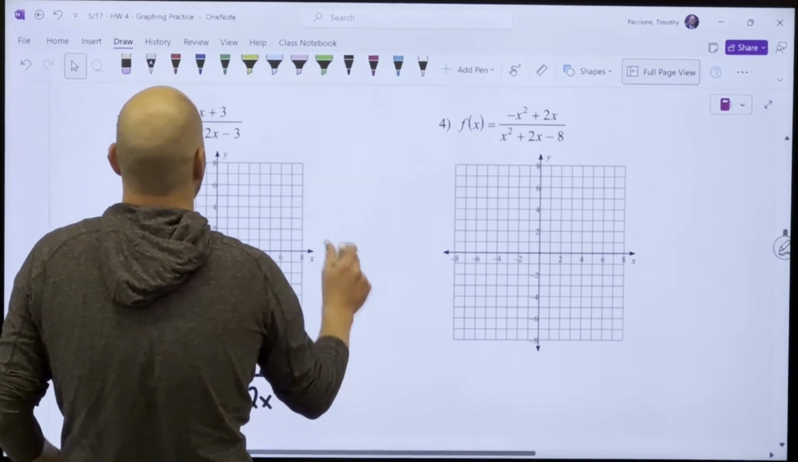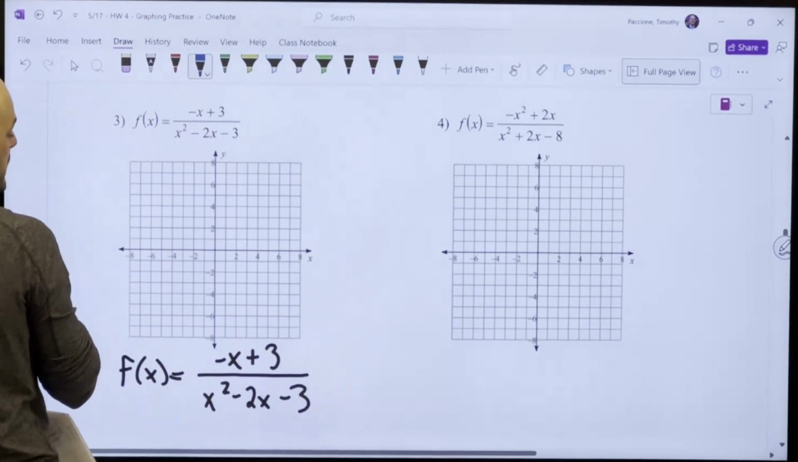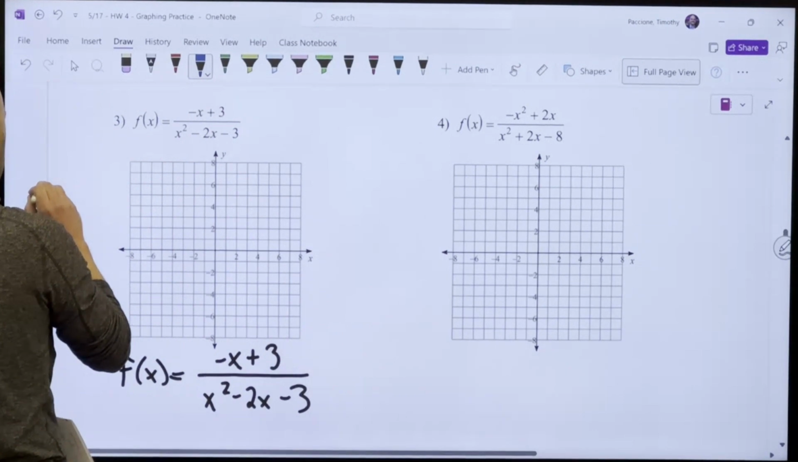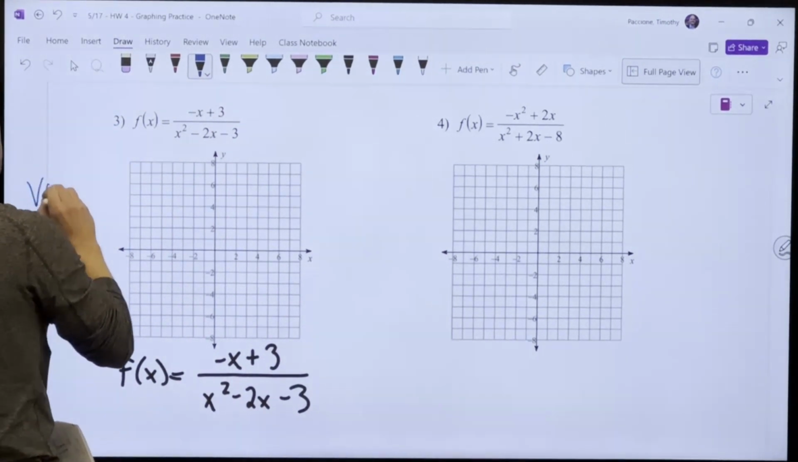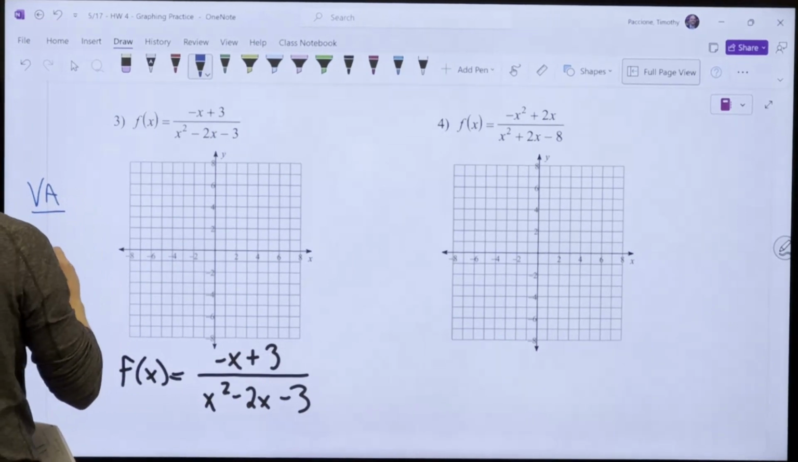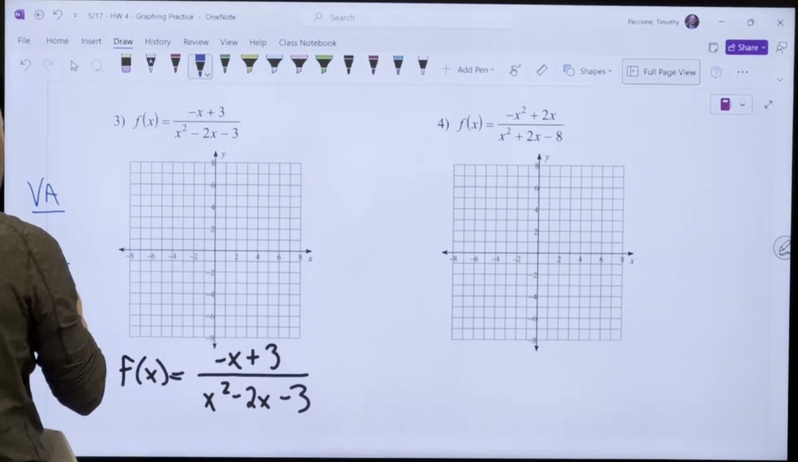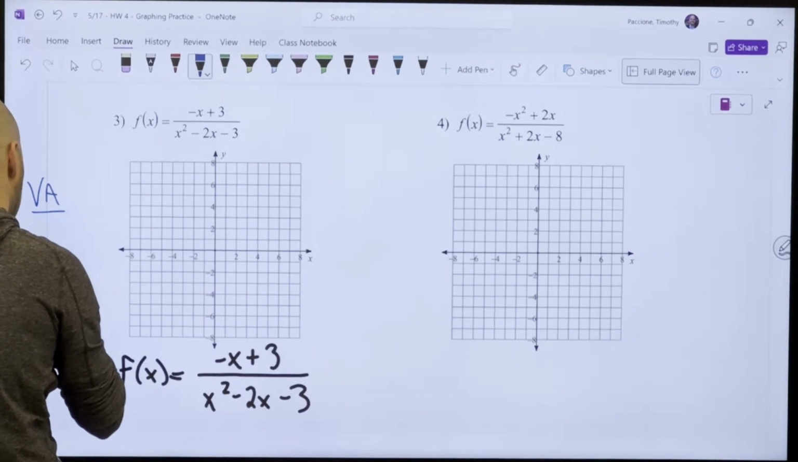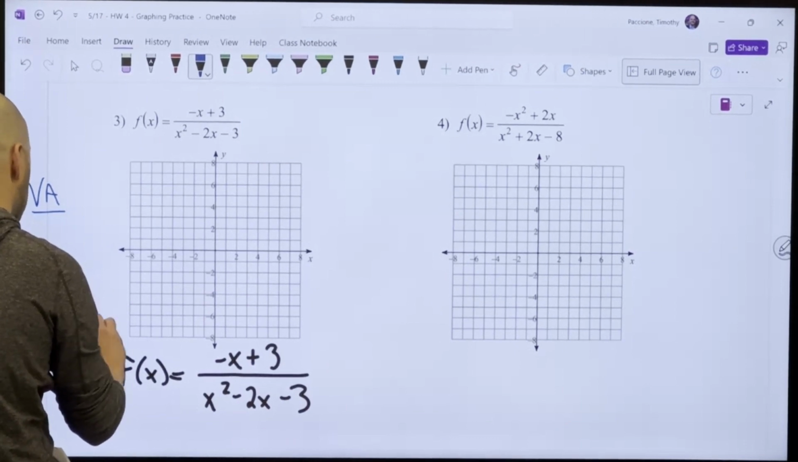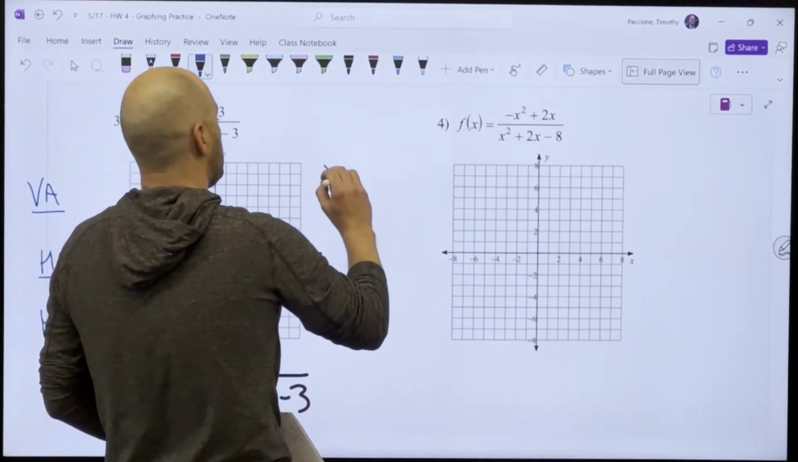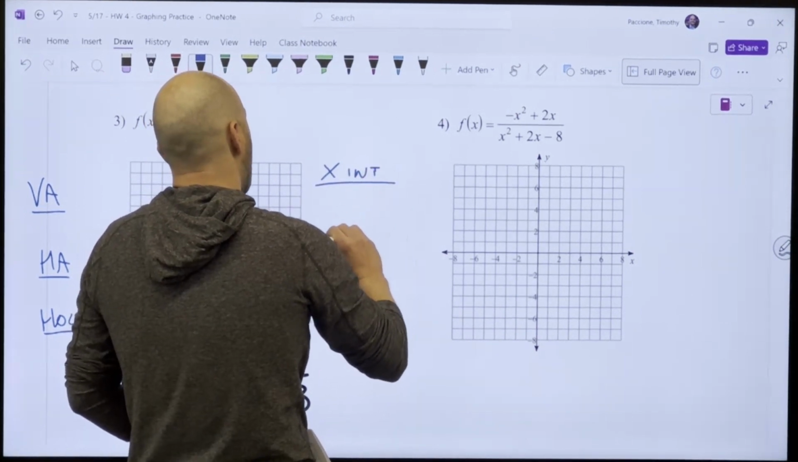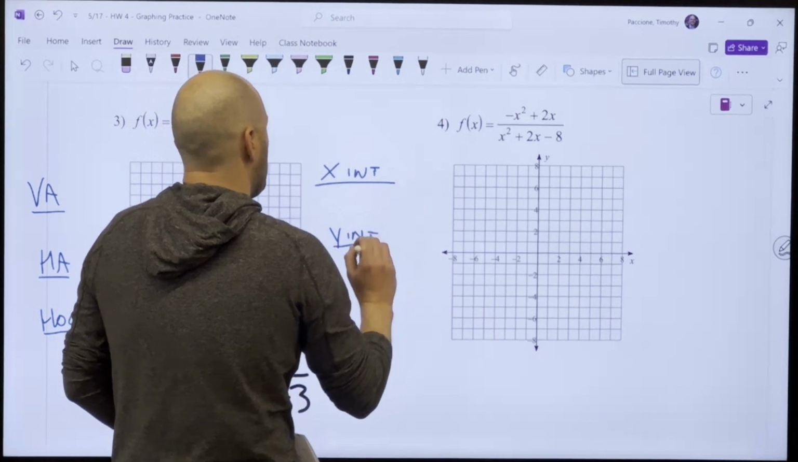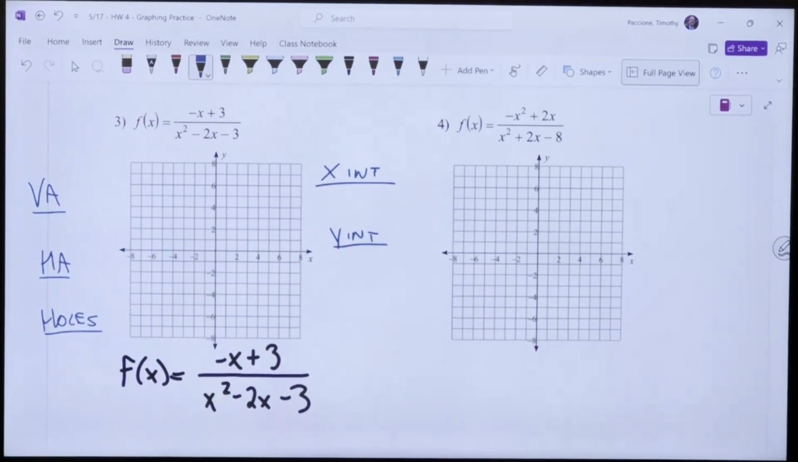Okay, so let's talk about the pieces, right? What's one piece that we always try to find? The VA. Vertical asymptote. What else? Horizontal asymptote. What else? Holes. Anything else? X-intercept, if any. And the y-intercept. Okay, if any.